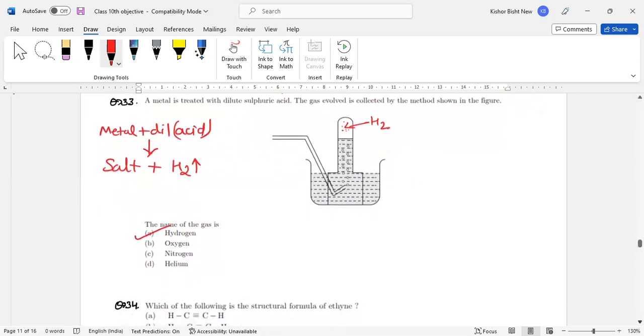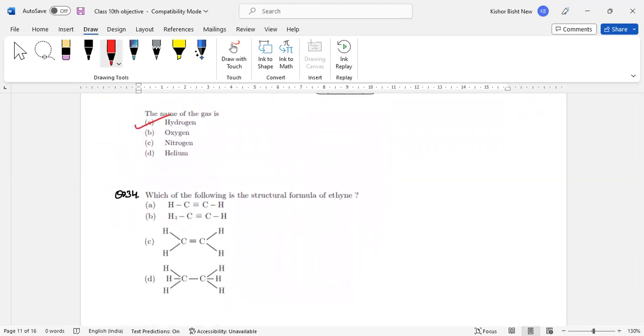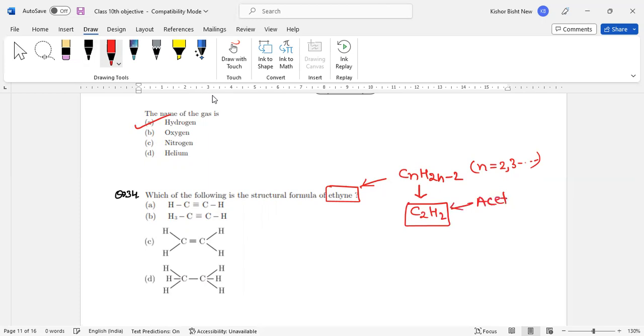Now come to the next question. Which of the following is the structural formula of ethyne? So the first thing, the general formula of alkyne is CnH2n minus 2. And here n will start from 2 only, not 1. So 2, 3, 4, like that. If you put n equal to 2, you will get C2H2. This is also called acetylene. Please remember this.